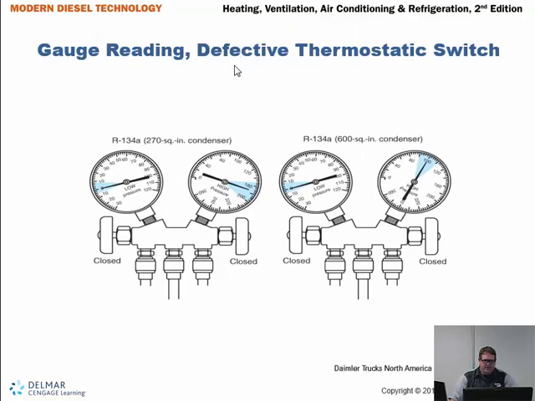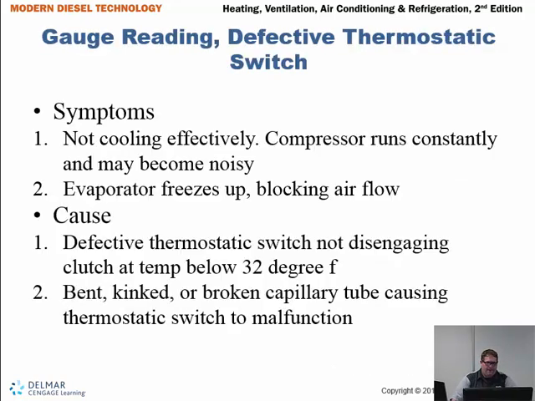All right, gauge reading: defective thermostatic switch. With a defective thermostatic switch, we're going to be able to freeze the system. So here we are with our zero again. We have low side pressure. We have moderate to high side pressure on the high side, and it's the same, normal to low, I should say, on the high side for the larger of the condensers there.